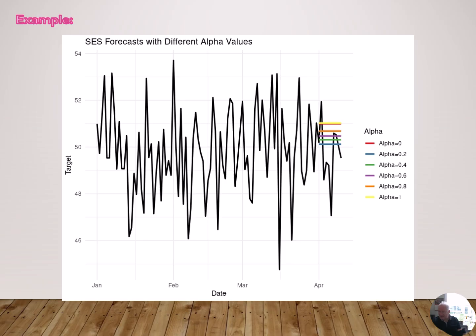So for example, here's some sample data, with alpha equals 0, 0.2, 0.4, 0.6, and alpha equals 1. What we see is that, since there is possibly a cycle and a trend, these values probably aren't the best models that we can use.